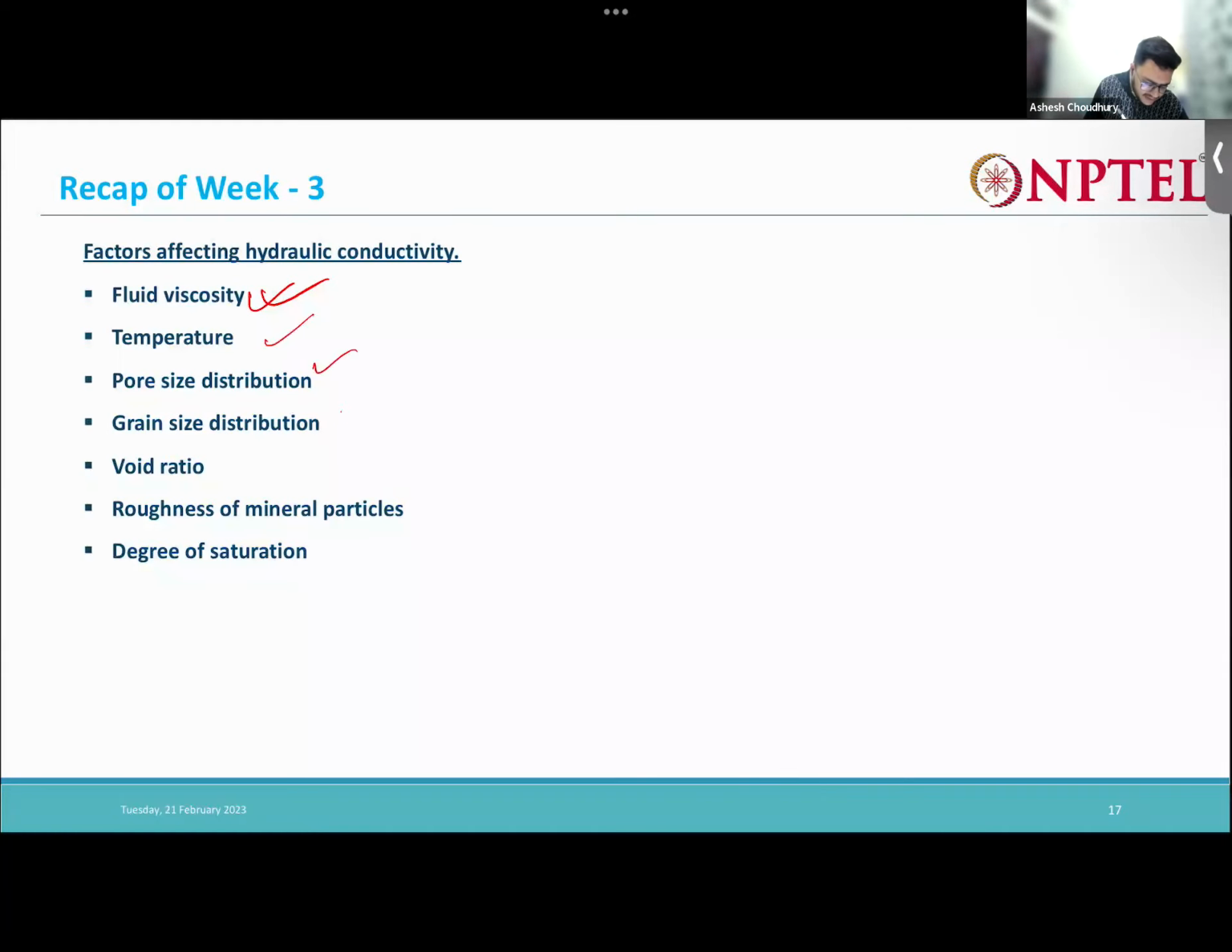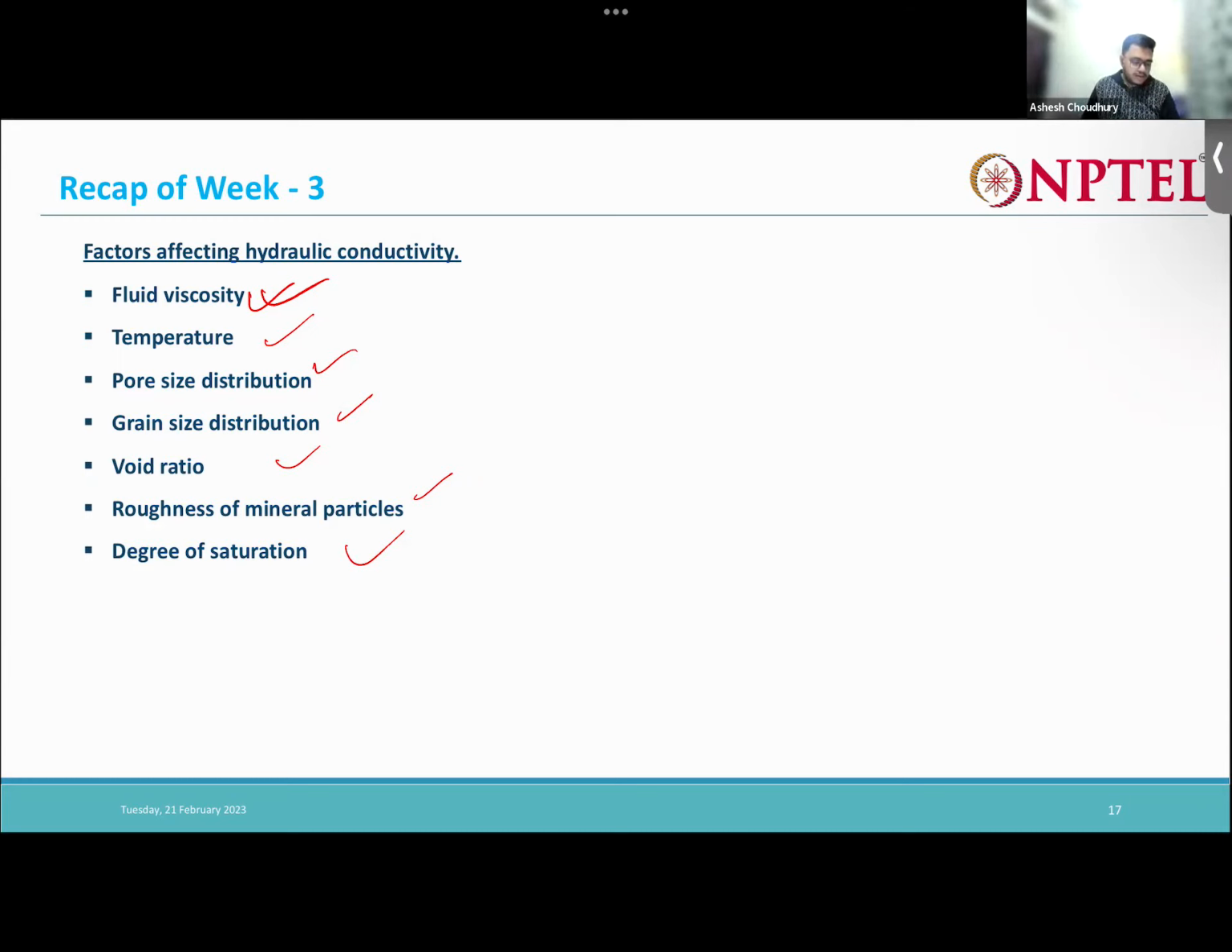So these are the various factors that affect our hydraulic conductivity: the temperature, and the pore size distribution. If the pore sizes are big, then the hydraulic conductivity, the permeability, will be higher. If the void ratio is more, meaning more voids, it will be higher. And if the mineral surfaces are rough, then the hydraulic conductivity or the permeability will be lower. Degree of saturation: if the soil is more saturated, then the permeability or the hydraulic conductivity will be higher.